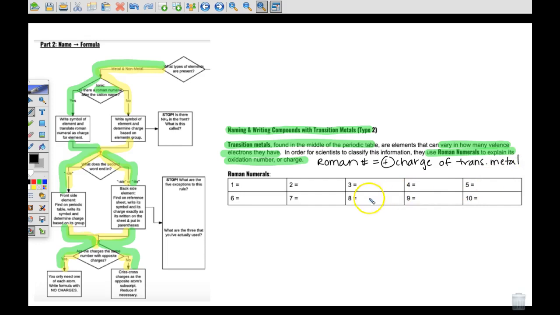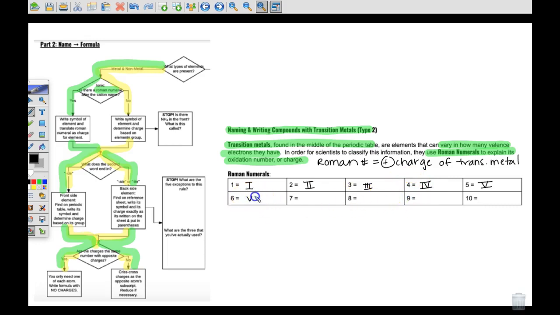But in order to determine the charge of a transition metal cation, we have to know what the Roman numerals look like. A number 1 will look like a capital I, while a number 2 will be 2 I's put together. The Roman numeral 3 is 3 I's put together. A Roman numeral 4 is IV. And the reason for that is that 5 is a V, so 4 says 1 before V, or 1 before 5, which would mean 4.